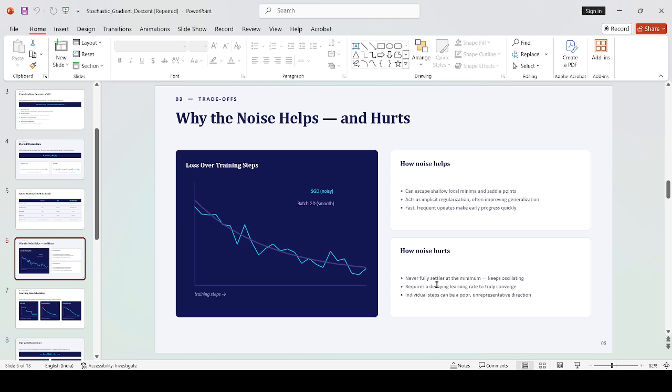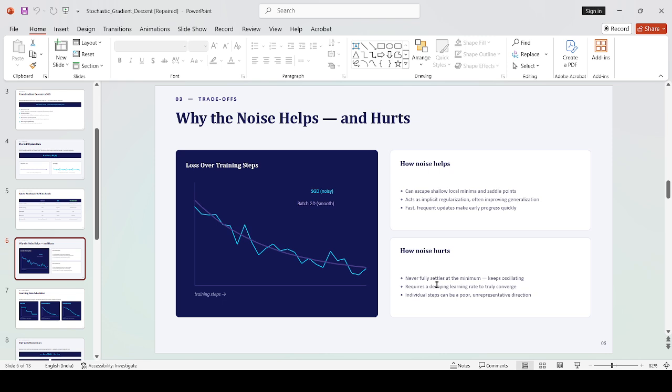One unique characteristic of SGD is that its updates are noisy. This noise has both advantages and disadvantages. On the positive side, the randomness helps the optimizer escape shallow local minima and saddle points. It also acts as a form of regularization, often improving the model's ability to generalize to unseen data. Because updates happen frequently, the model also makes rapid progress during the early stages of training.